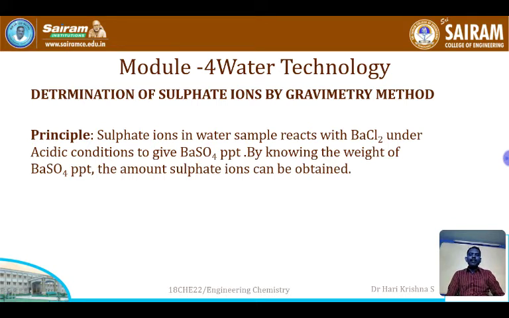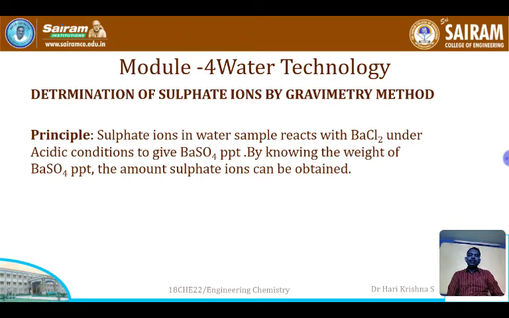So we have different methods: volumetric method, that is a classical method; gravimetric method, that is a classical method; colorimetric method, that is also a classical method; and spectroscopic method. Today, sulphate we are going to determine by gravimetric method.